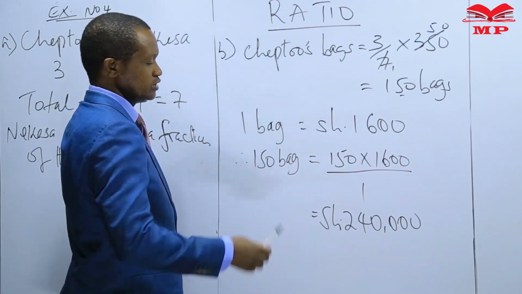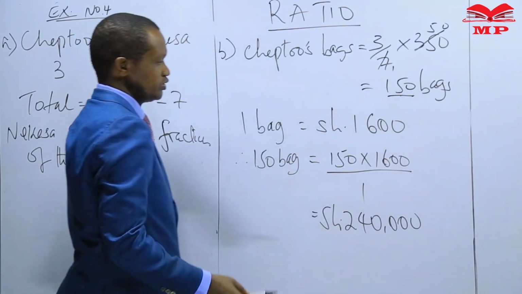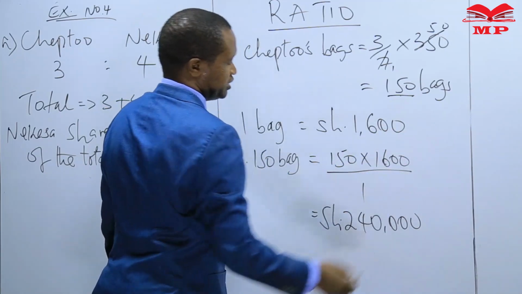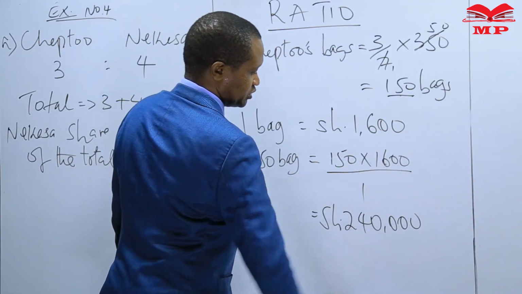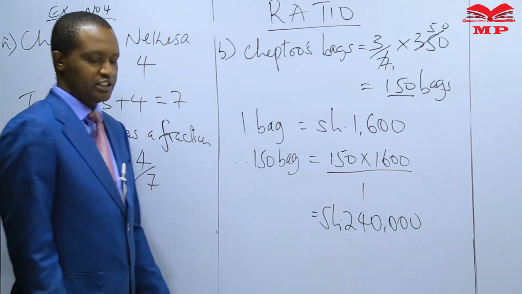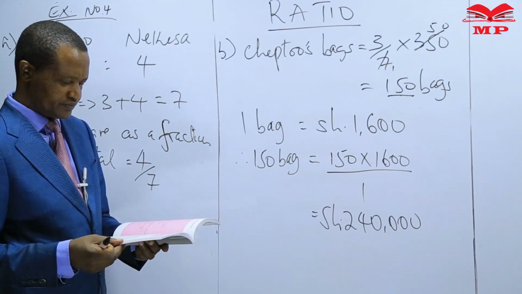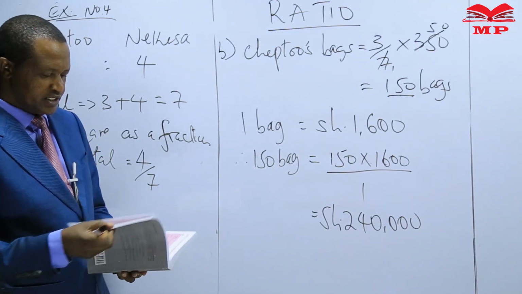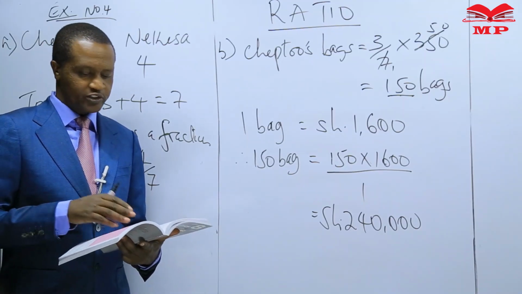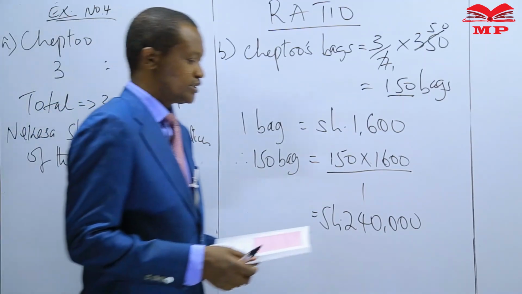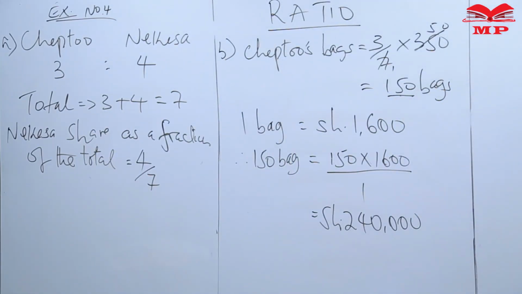The total she sold for 150 bags. One bag she sold at 1,600. The total would be 150 times 1,600, giving us a total of 240,000 shillings. That is our second problem we have solved in our today's lesson. We can try another problem this side. That is question number 8.